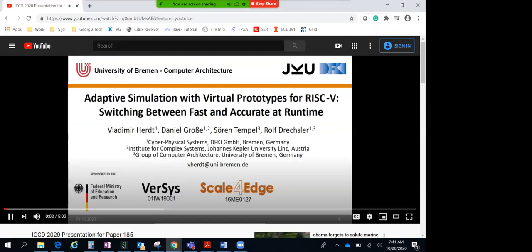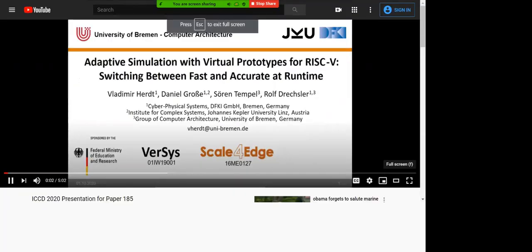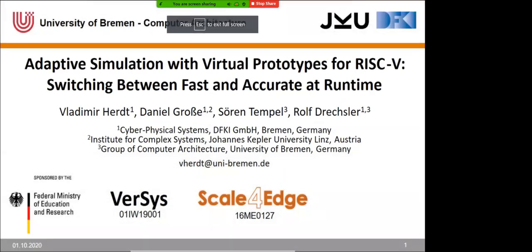Okay. My name is Vladimir Herd. I'm from the German Research Center for Artificial Intelligence, or DFKI in short, and my talk is titled Adaptive Simulation with Virtual Prototypes for RISC-V, Switching Between Fast and Accurate at Runtime.